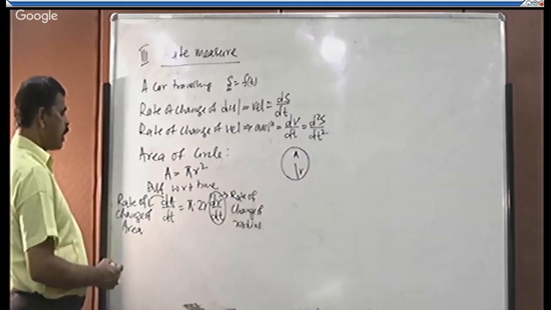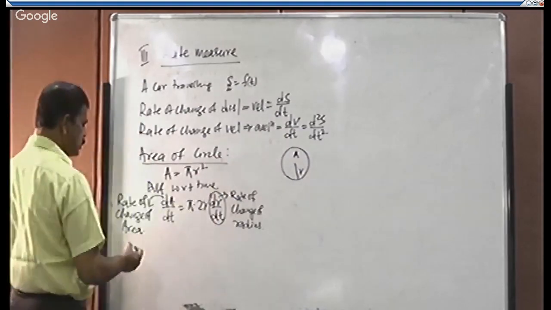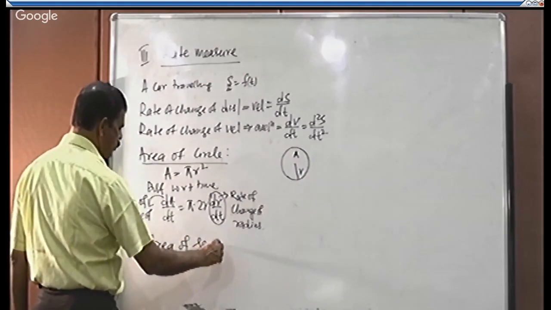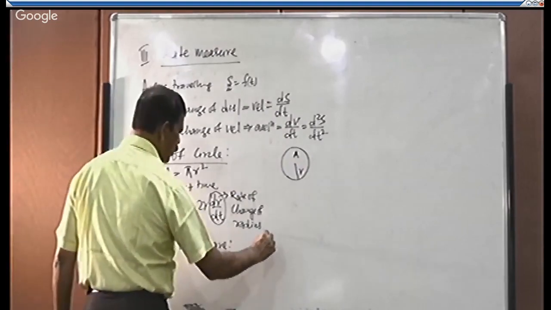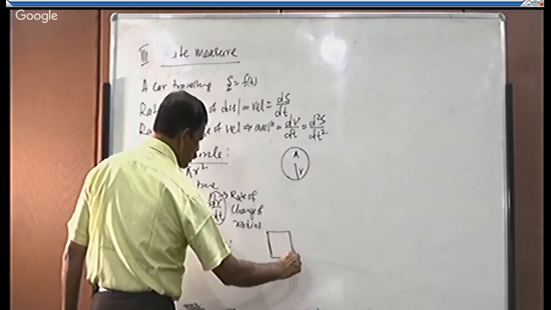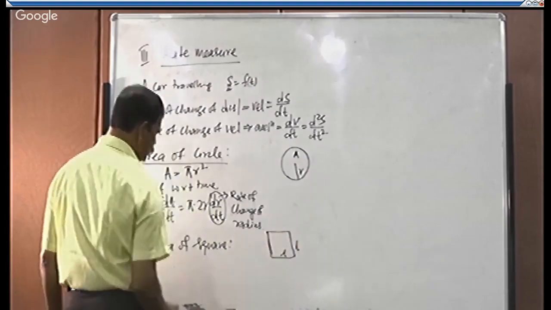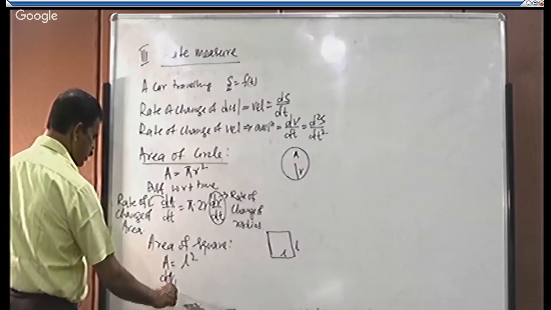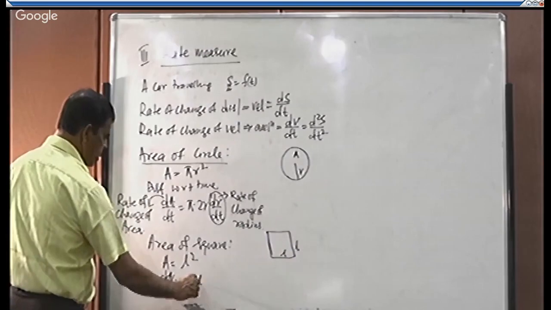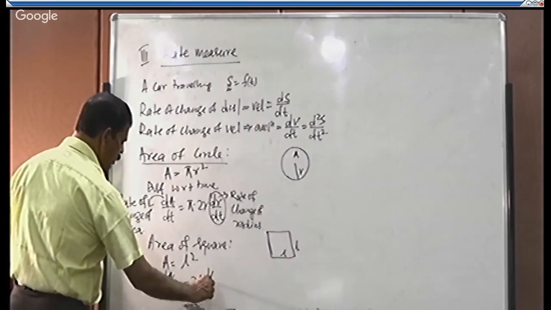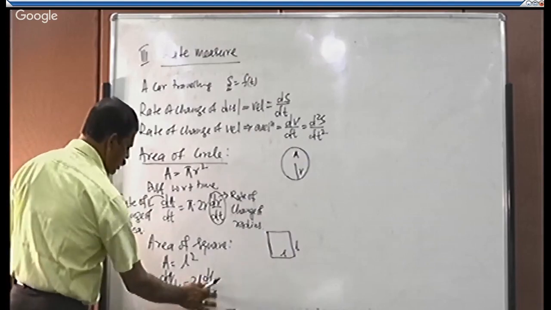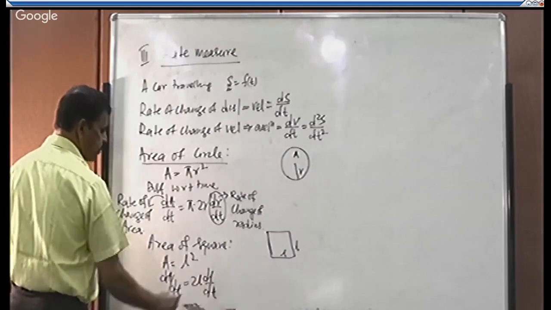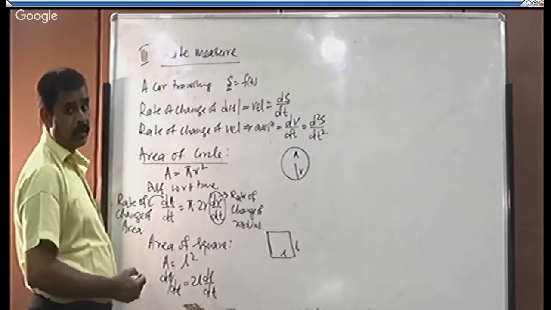Like that we can have the variations of other quantities also. Suppose I take the area of a square, where the square has sides L. Then area of square is L square. If I differentiate it, we get dA by dt is equal to 2L into dL by dt. dL by dt is the rate of change of length, the rate of change of each side. dA by dt is the rate of change of area. Okay.